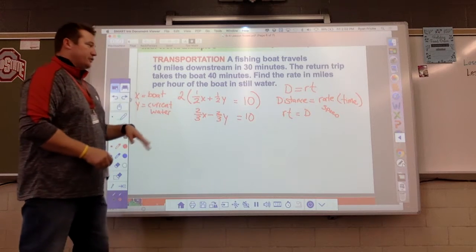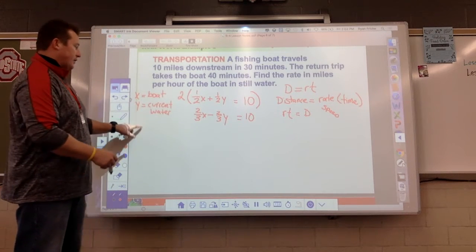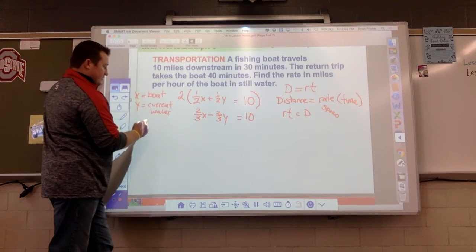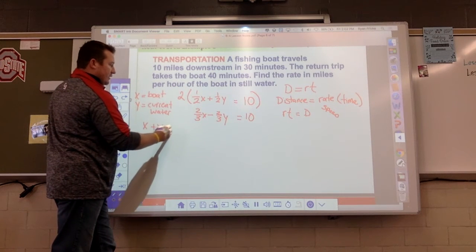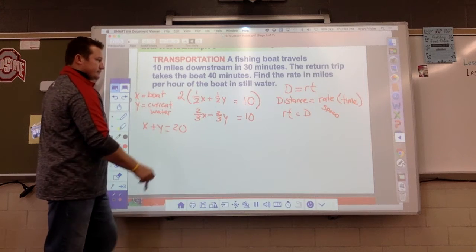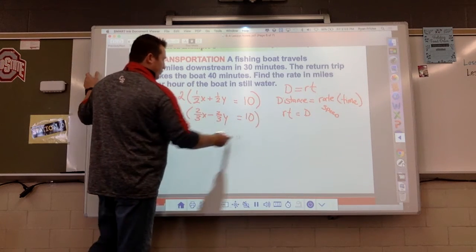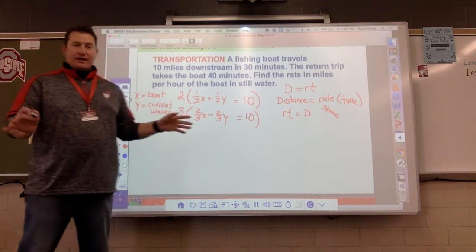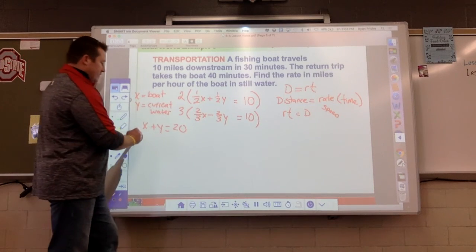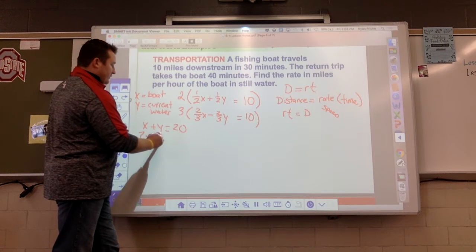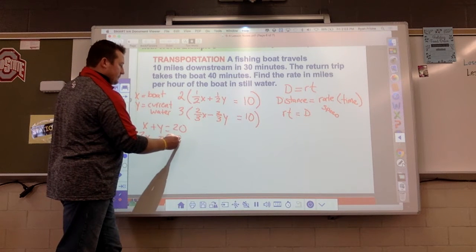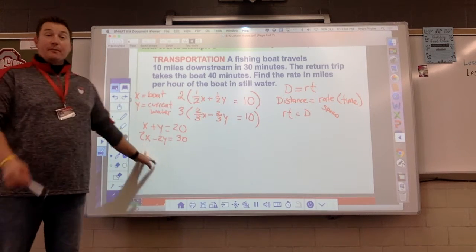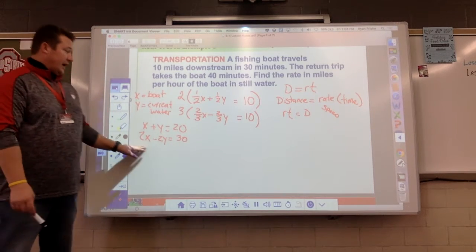Let's multiply here by 2. I'm going to write my new equation over here. So this is just going to turn into x plus y equals 20. I'm going to pick 3 on this one, folks. Again, that'll ensure I get rid of my denominator. This is going to be 2x minus 2y equals 30. This looks much, much more manageable now, doesn't it?